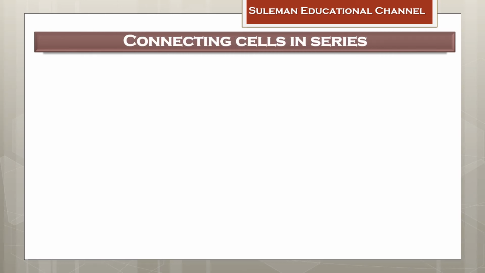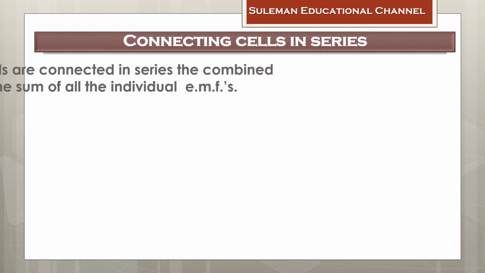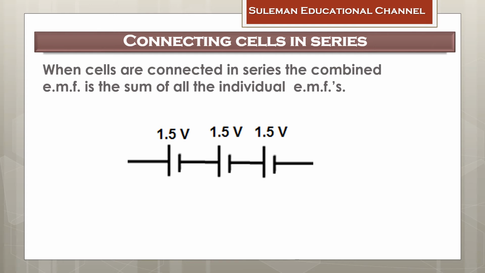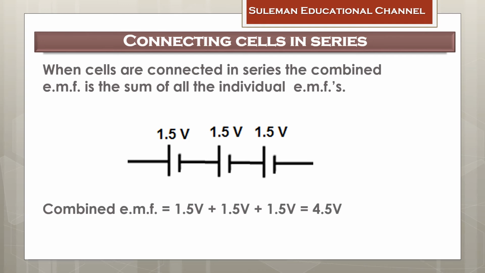Now let us discuss connecting cells in series. When cells are connected in series, the combined EMF is equal to the sum of all the individual EMF. Now look at the diagram. In the diagram there are 3 cells, each of 1.5 volt, and they are connected in series. So the combined EMF is equal to the sum of all the individual EMF, that is equal to 1.5 volt plus 1.5 volt plus 1.5 volt, which is equal to 4.5 volt.